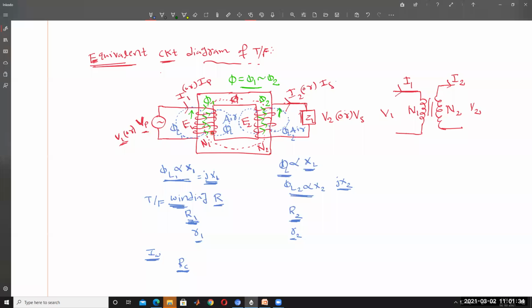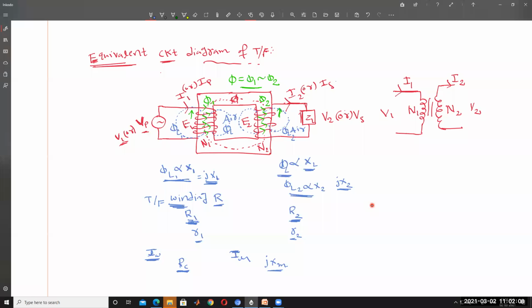Also, under no load condition, the transformer draws some amount of current, called the magnetizing current, that is nothing but Imu. This is called Imu, and this is the watt-full component, Iw. Because of some amount of leakage reactance and some inductive reactance coming into the picture, there is a magnetizing reactance, represented by j into Xm.